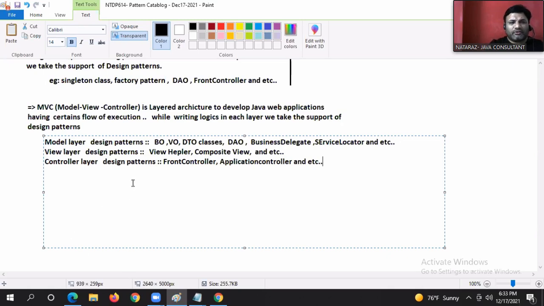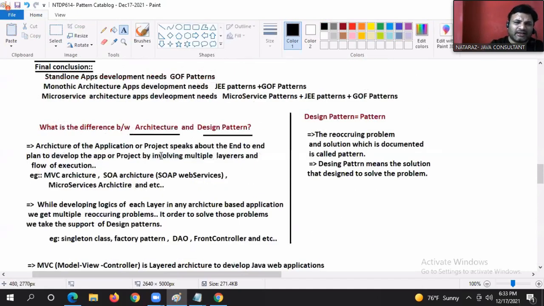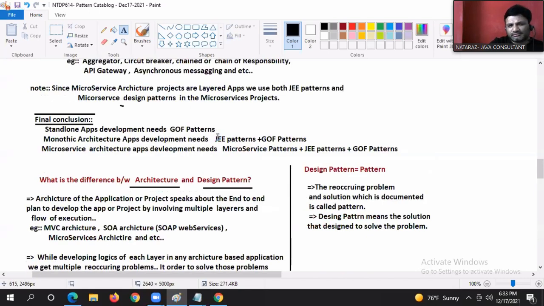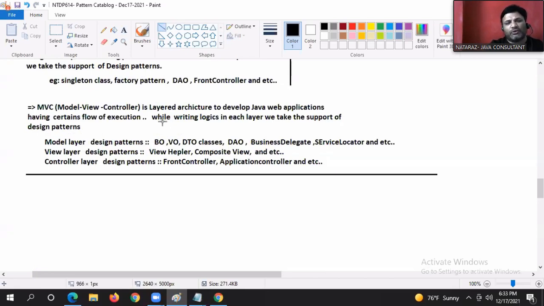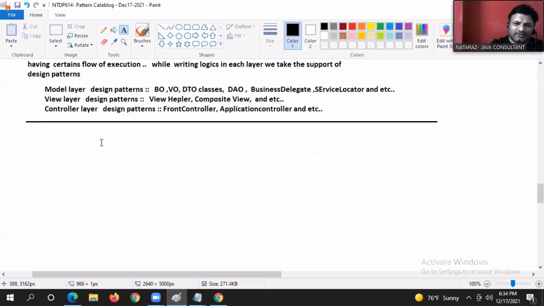Everyone got the clarity, guys? I think today onwards, no confusion between architecture and design pattern. Is that clear? VO means value object. DTO means data transfer object. These are nothing but Java beans. All these are Java beans. Fine. Now listen.